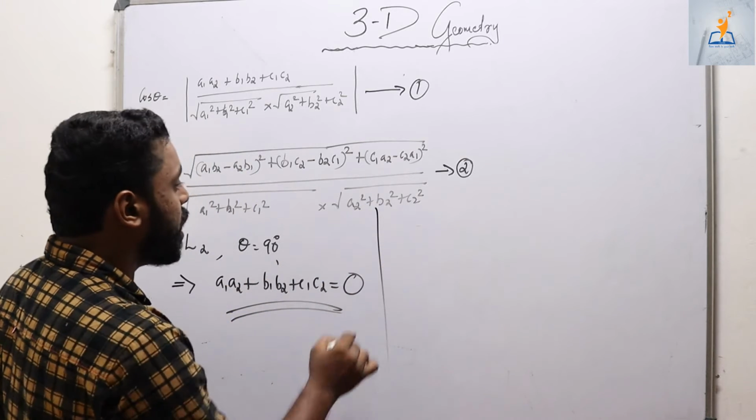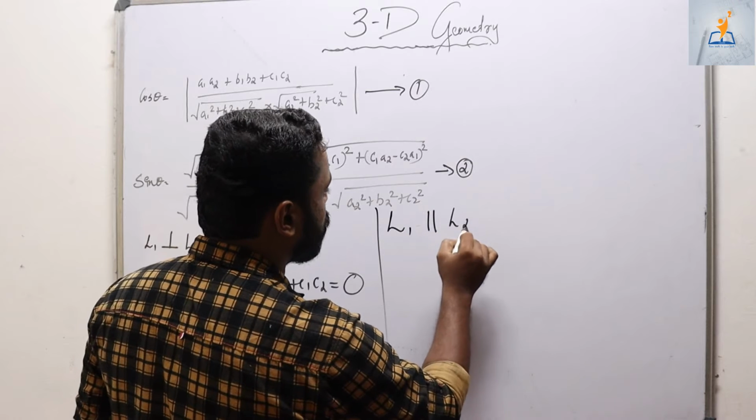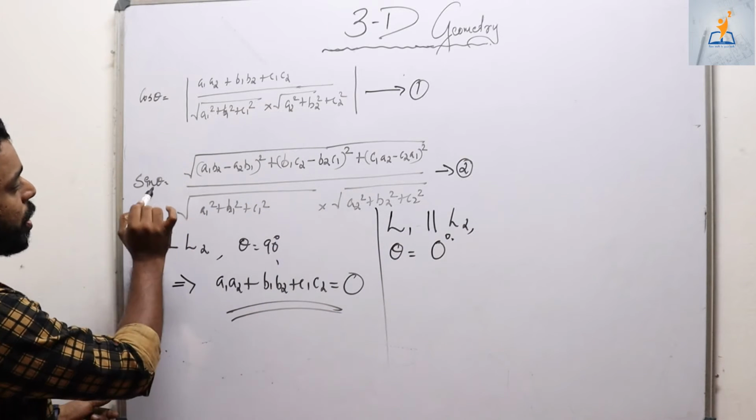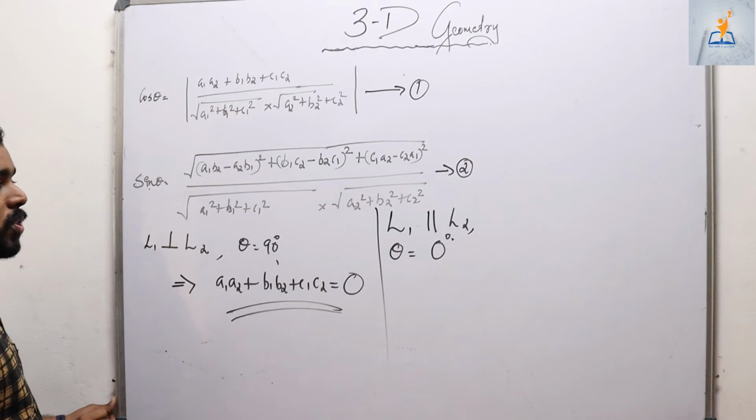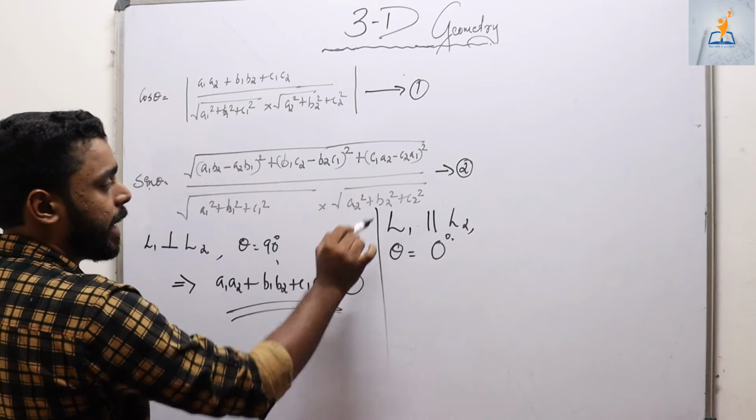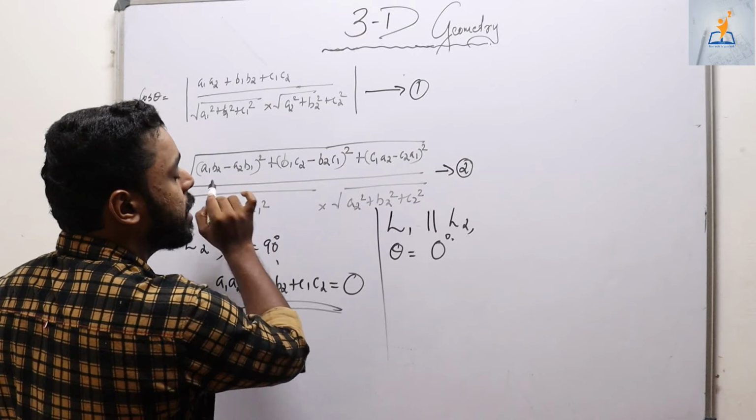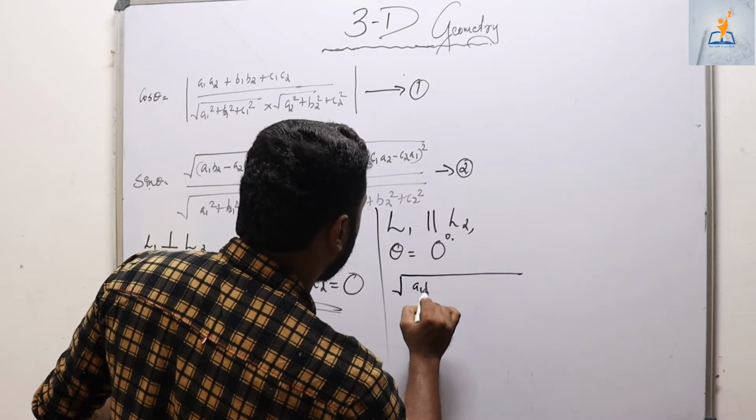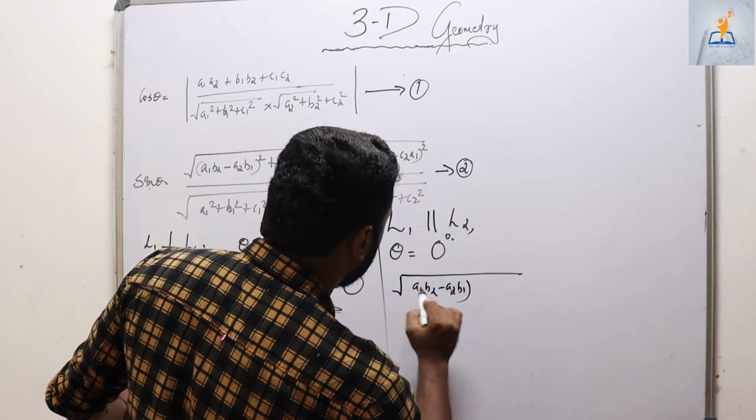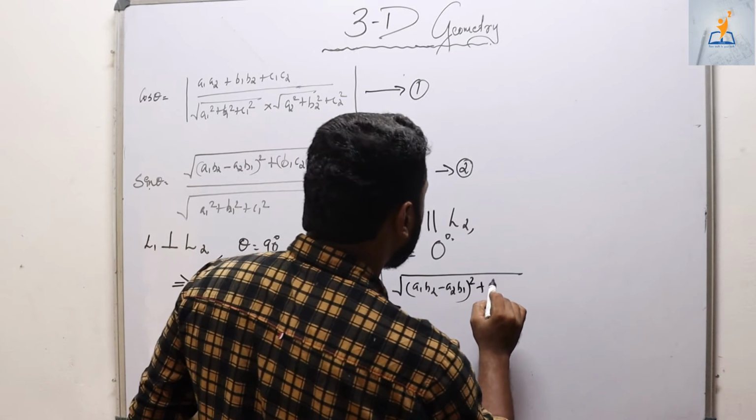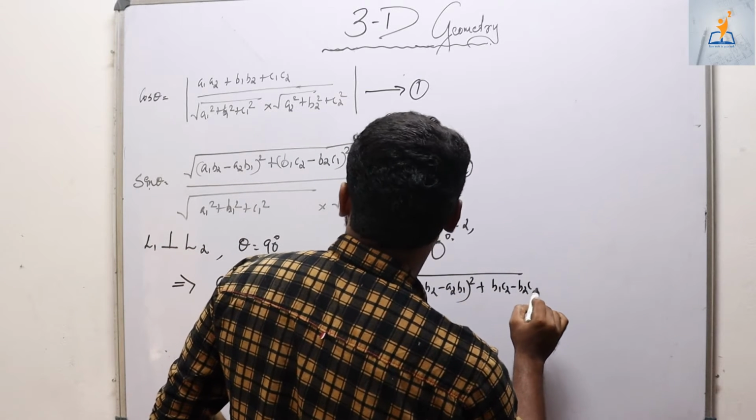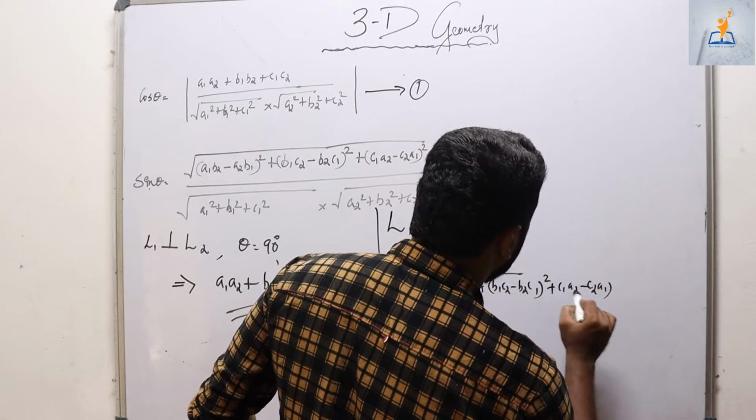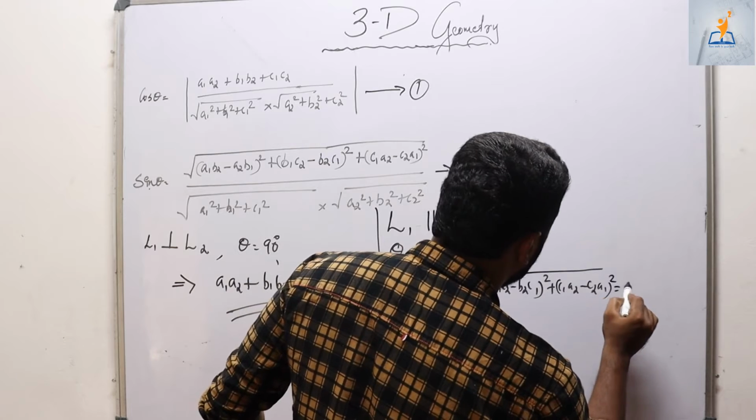Now, suppose that L1 is parallel to L2, then theta is equal to 0 degrees. Then by the second equation, the left side sin 0 is equal to 0. Likewise, the denominator cannot be equal to 0, so the only possibility is this quantity is equal to 0. That means square root of (a1 b2 minus a2 b1) the whole square plus (b1 c2 minus b2 c1) the whole square plus (c1 a2 minus c2 a1) the whole square is equal to 0.